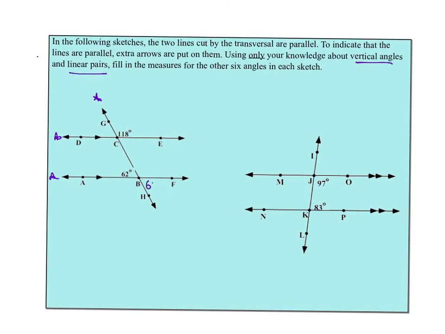So that makes this 62. That makes this 118. All I did was vertical angle stuff. Then we realized that these two make a line. So 118 plus x equals 62, or not 62, I gave away the answer there, apologies. It should be 180, but when you subtract 118, you're going to get 62 for your answer. So this is going to be 62.